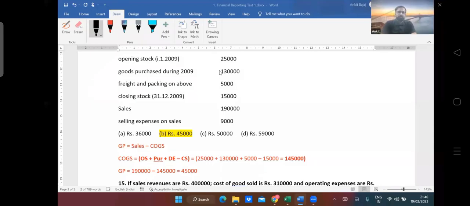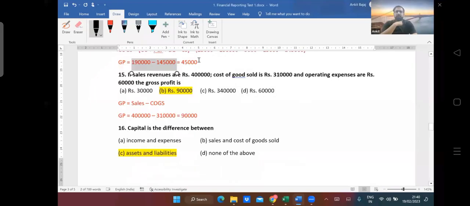Now jump to the next question. If sales revenue is 4 lakh and cost of goods sold is 10,000 and operating expenses are rupees 60,000, we have to blindly take 10,000 rupees, right?